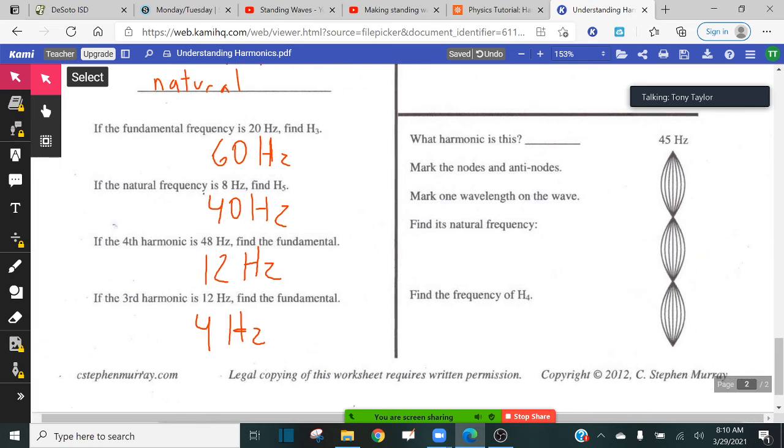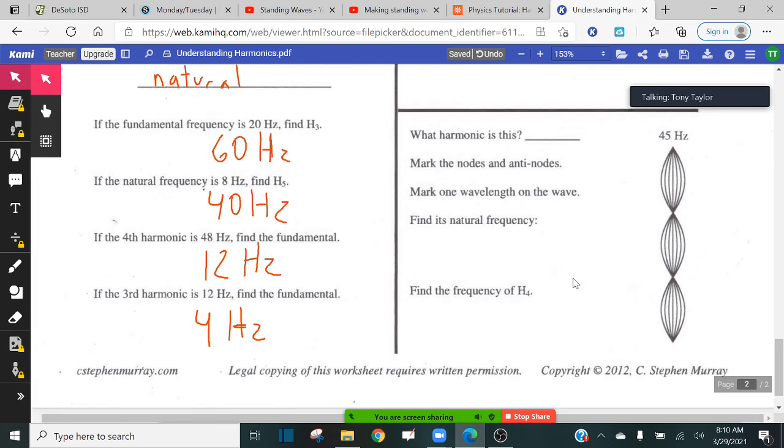I'm going to do one more section, and that's this section right here. After this last section, I'm going to let you guys go.